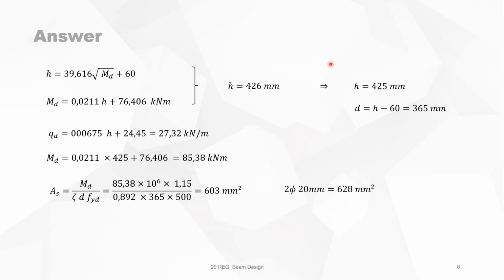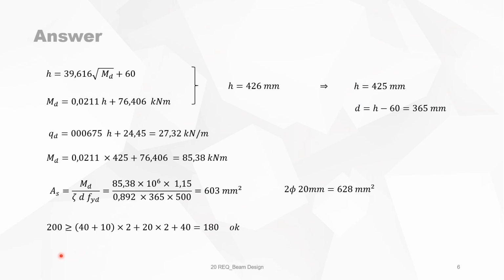Now, just a remark about the total needed depth. We rounded it off to the nearest 5 millimeters, but be careful because it still has to fulfill the condition that it should be H optimum. So this is a small difference. Now we look at the provided reinforcement. This is also a little bit more than the needed reinforcement. So we are sure that this will be fine.